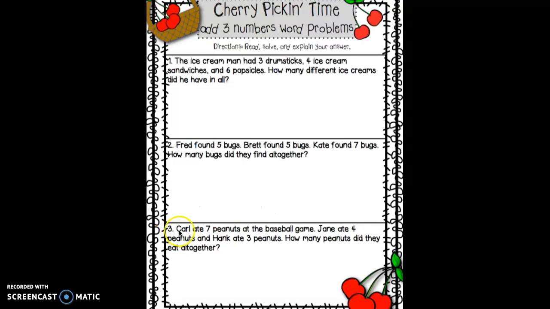Number 3. Carl ate 7 peanuts at the baseball game. Jane ate 4 peanuts and Hank ate 3 peanuts. How many peanuts did they eat all together?